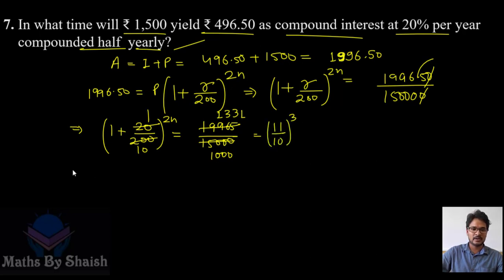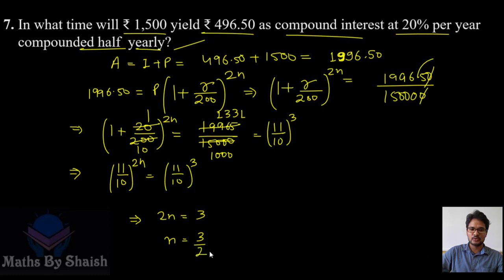So if we compare now, the left hand side is 11 over 10 to the power 2n, and here it is 11 over 10 to the power 3. So if we compare, we get 2n equals 3, and hence n equals 3 by 2 years, or 1 and 1 by 2 years in the mixed fraction form.